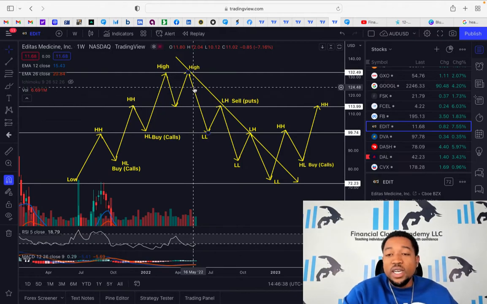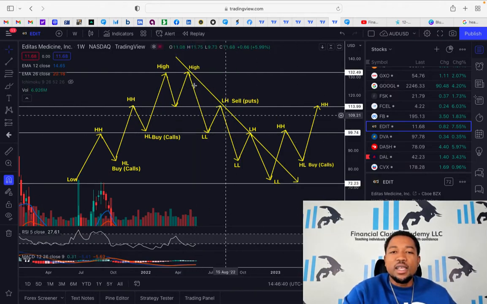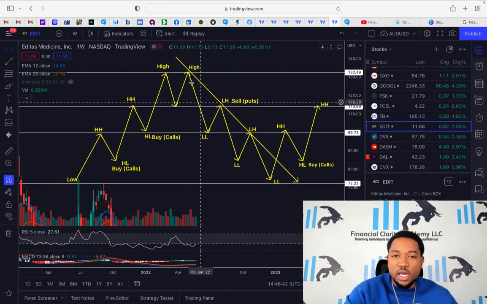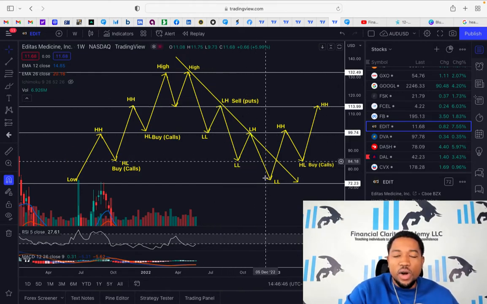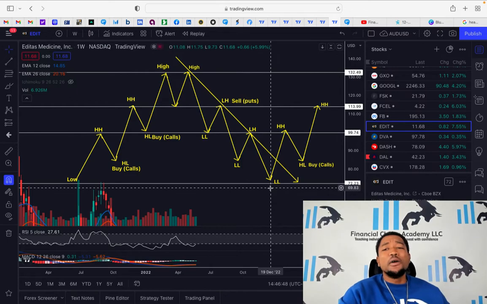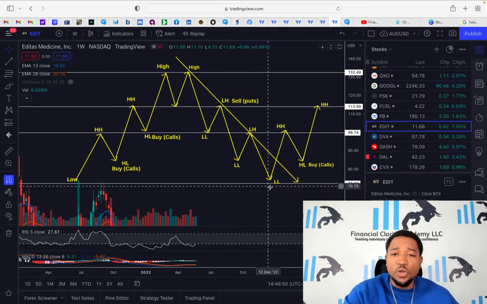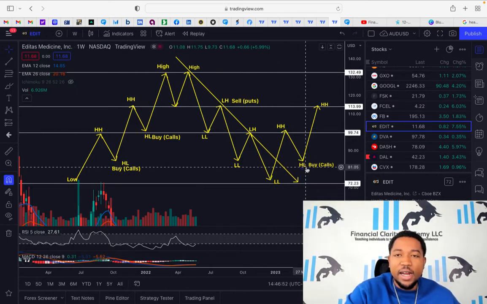Now, this is where we currently are in the market today. We're in a bear trend, so we're making a lower low, lower high, lower low, lower high, lower low, lower high. To make it out of the bear trend, for the bulls to gain control, we have to make a higher high and a higher low. So let's look at the chart, for example.